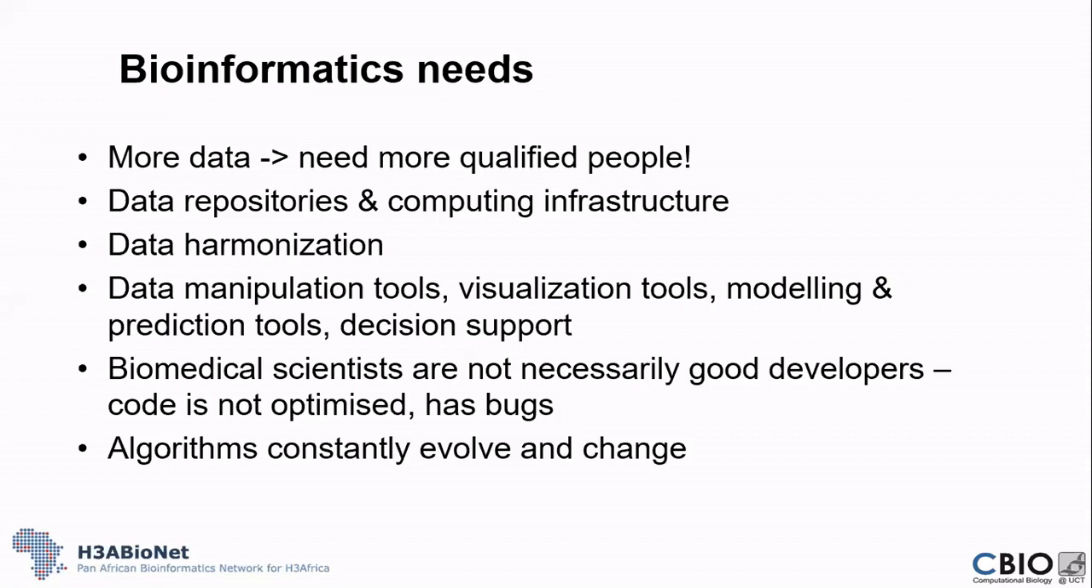This means that if data is coming from 3 different labs and they did similar experiments and you want to analyze them together, you need to make sure that the parameters were the same, that they collected the samples the same way, and that the data's curated the same way and described the same way. We need manipulation tools, visualization tools, prediction tools, decision support tools.